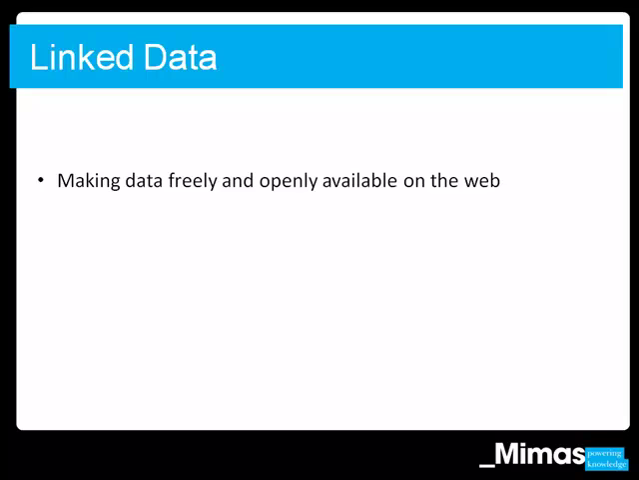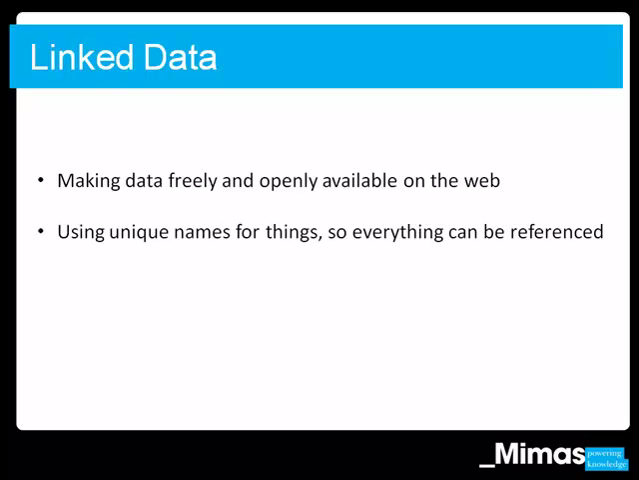Now, the way of achieving this is through something called linked data. Now, linked data is about three things. It's about making data freely and openly available on the web, and that means liberating it from the documents and databases which contain it. It's about using unique names for things so that everything can be referenced. And it's about making links between data and describing the relationships between data. And by doing that, we add context to it and we make it machine understandable.